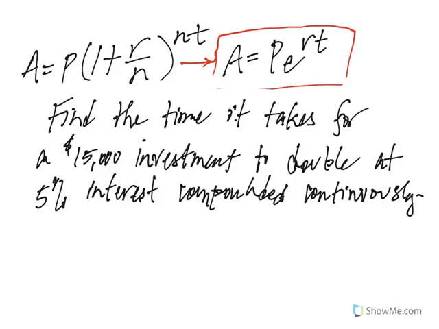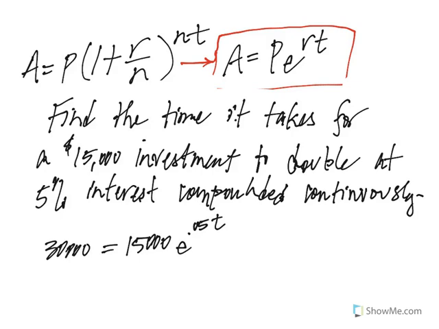Find the time it takes for a $15,000 investment to double at a 5% interest rate compounded continuously. All right. So we'll make our principal $15,000. If it's going to double, it's going to grow to 30,000. I've got e to the 0.05 times t. Just keep in mind, 5% needs to be in decimal form, otherwise your answer is going to be wildly incorrect.